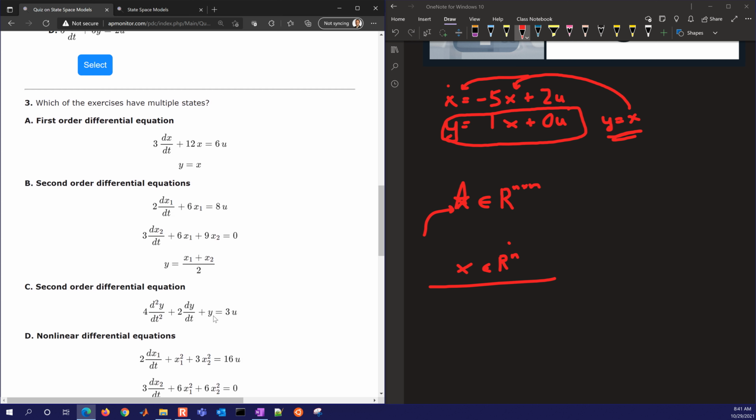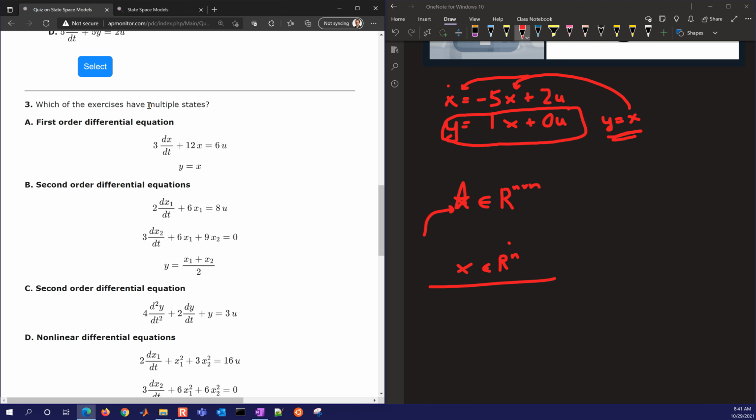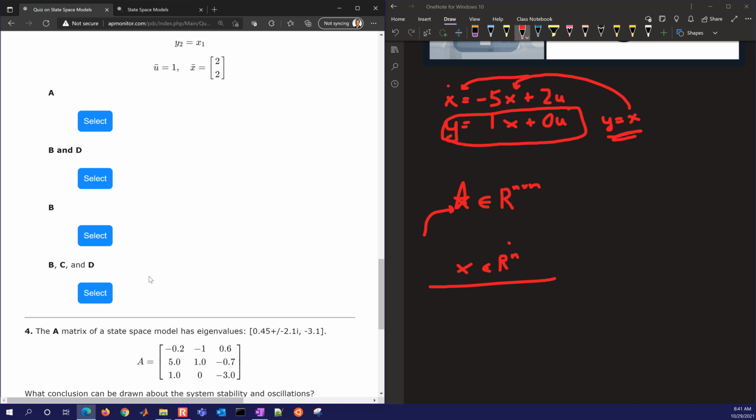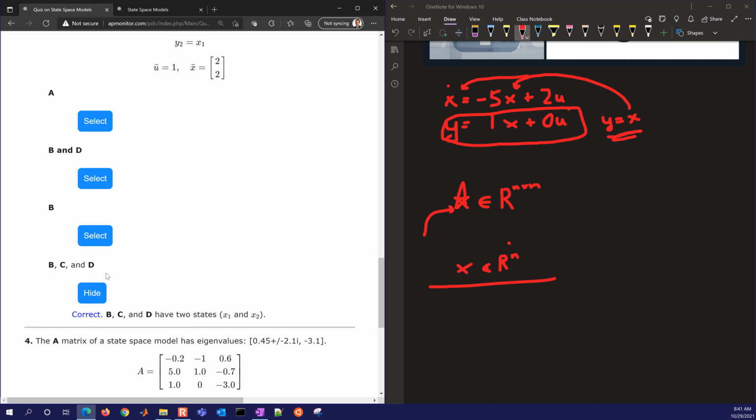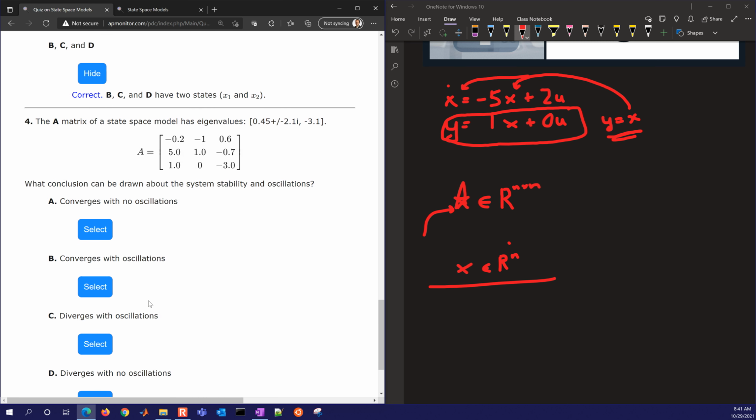So the question is, which has multiple states, and in this case it's going to be B, C, and D, and all of those have two states. Alright, let's go on to the next one.